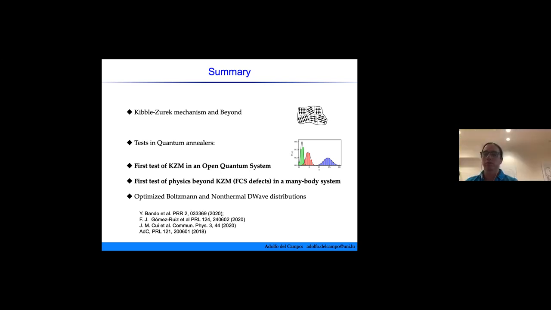Okay. Other questions? So maybe I can ask a question. That was a study for the 1D chain. Has there been other studies for other models, like higher dimensions?